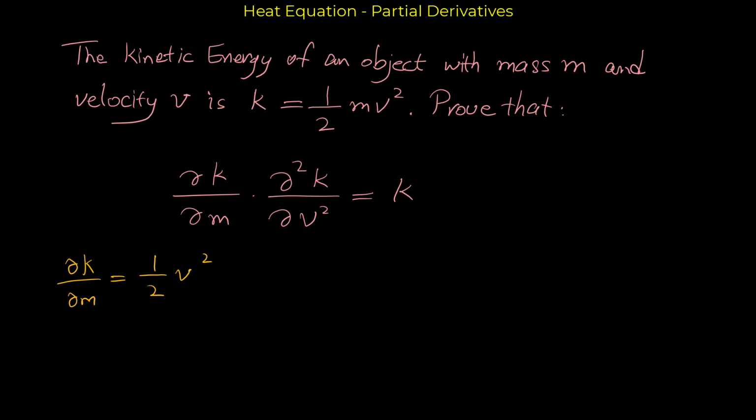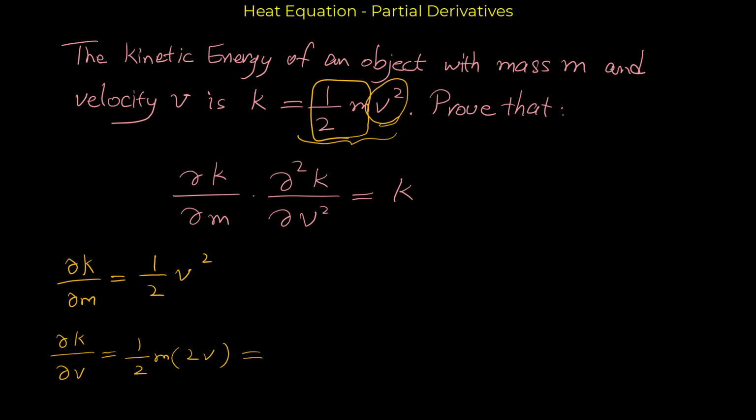Now, let's find the second partial derivative of K with respect to v. For finding this, first we have to find the first partial derivative. So first we have to find the partial derivative of K with respect to v. What is the derivative of this function with respect to v? All of this would be a constant, a coefficient for this. The derivative of v² is 2v. So this equals 1/2 m times 2v. The 2 in the numerator cancels with the 1/2, so we get mv.